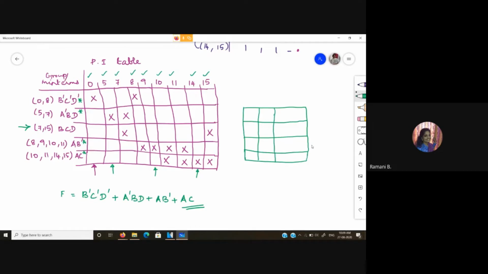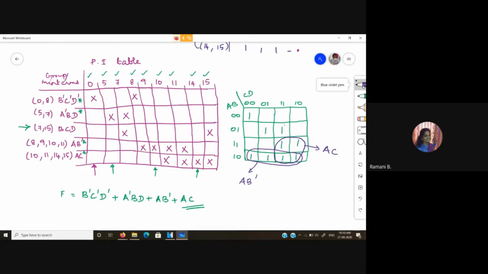So here we have A, B, C and D. So 0, 5, 7, 8, 9, 10, 11, 12, 13, 14 and 15. So this is what we are having. So with this, we have a quad of this which corresponds to AB bar. Then we have a quad over here. This corresponds to AC.